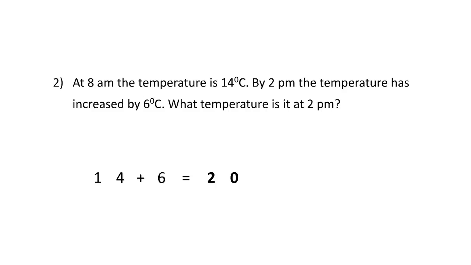Before I write 20 on the answer line, I'm just going to check 20 what? The question says what temperature is it at 2 p.m. and the question is using degrees C to describe the temperature, so that's exactly what I'm going to do in my answer. So on the answer line I write 20 degrees C.